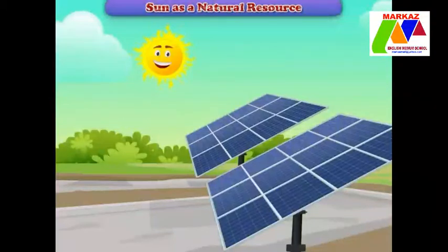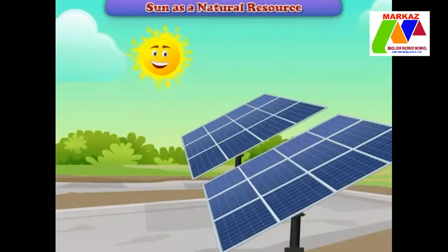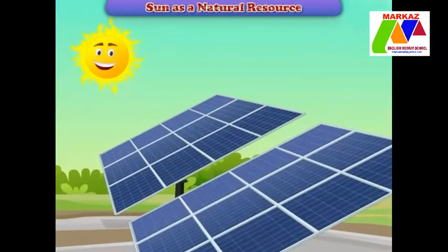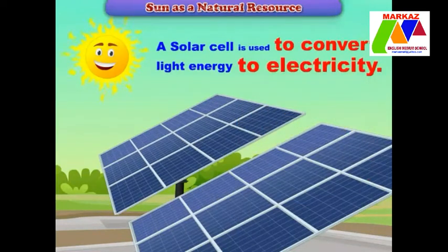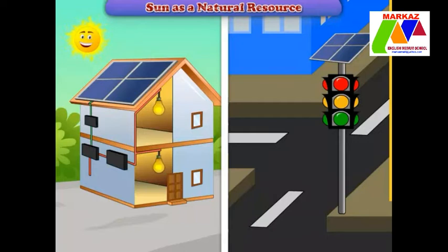Here, do you know what this is? This is a solar cell. A solar cell is used to convert light energy to electricity. This electricity can be used to light our homes, street lights, and for traffic signals.